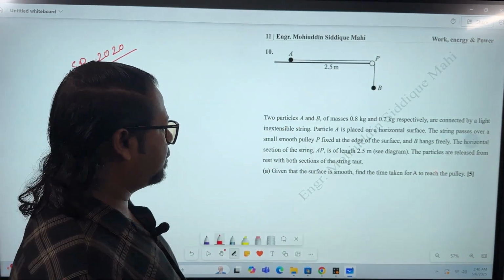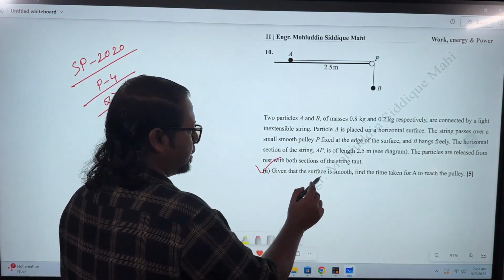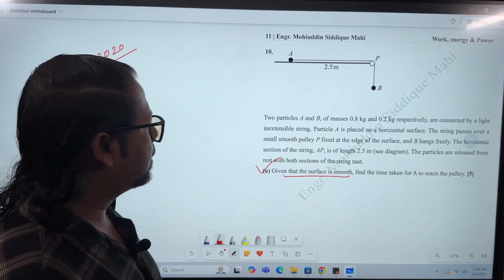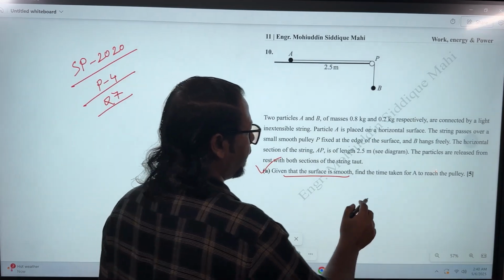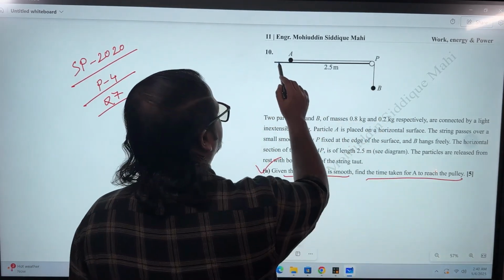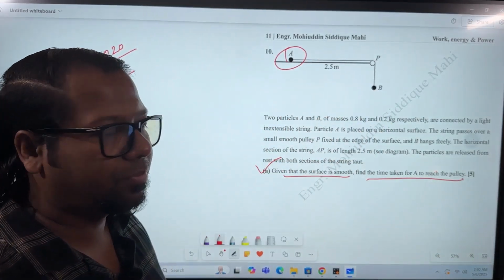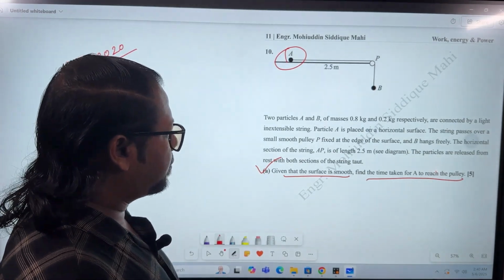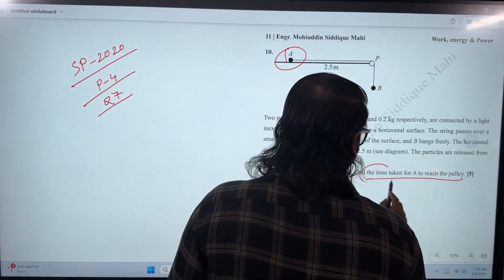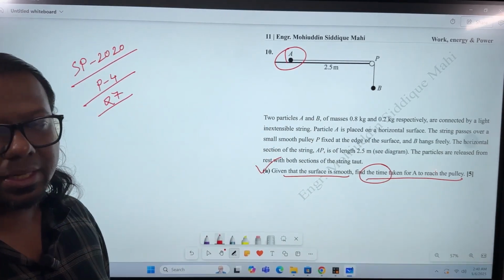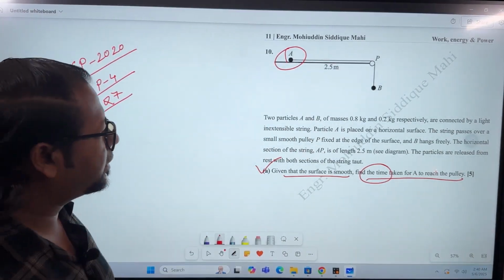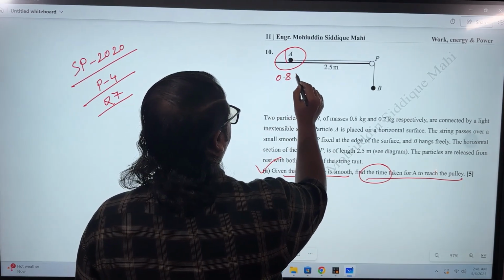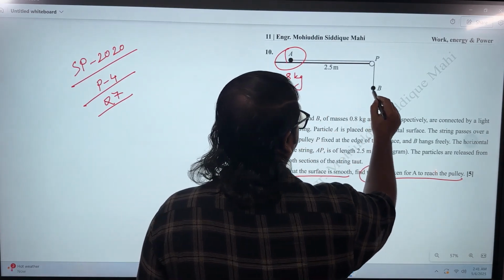We need to find out in the first question that if you consider the surface as smooth surface, find the time taken for A to reach the pulley. So how much time A will take to reach the pulley P? Okay. So to find it out, we need to find out the value of acceleration because the whole system is going to accelerate. The mass of A is 0.8 kg and the mass of B is 0.2 kg.